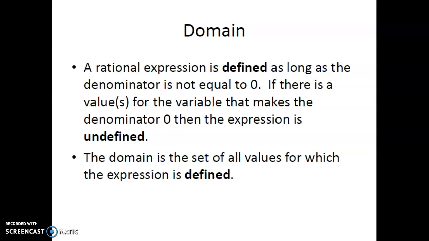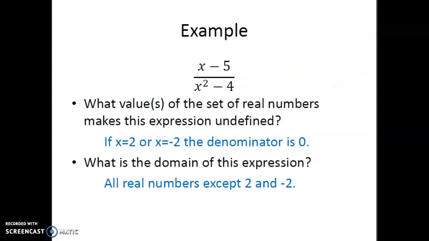So usually we just start with the real numbers and then delete any of the values that make the expression undefined. Here's an example. For this expression, we have x minus 5 over x squared minus 4. So we're looking at values that make the denominator 0. In this case, if x is equal to 2 or negative 2, when you square that value and then subtract 4, you will get 0 in the denominator. So the domain would be all real numbers except for 2 and negative 2. Notice that we do not mind at all if the numerator happens to be 0. That's completely fine.